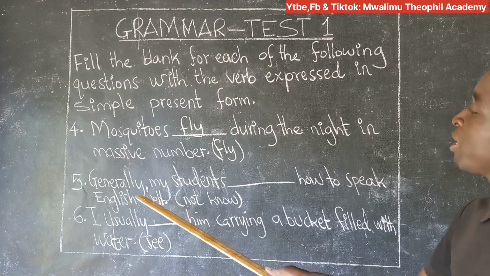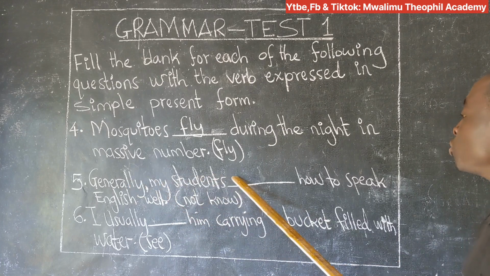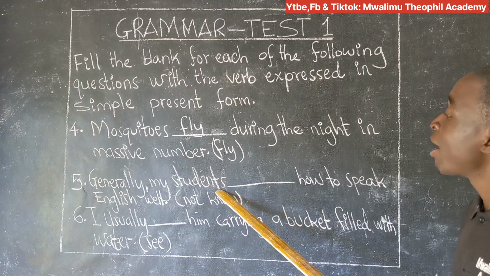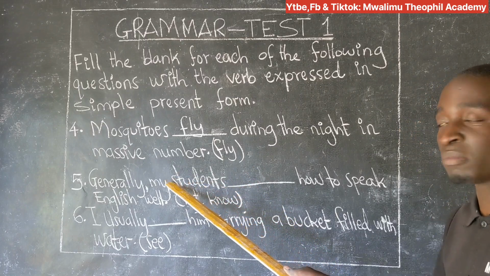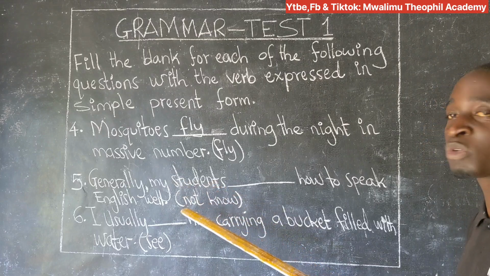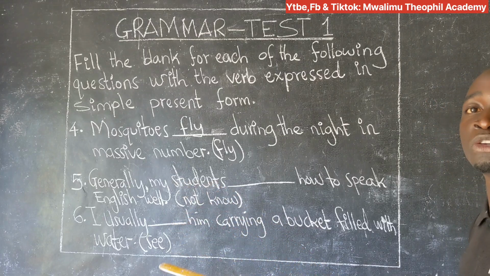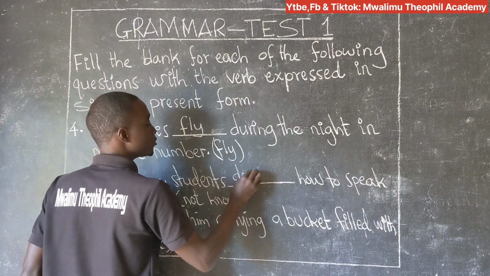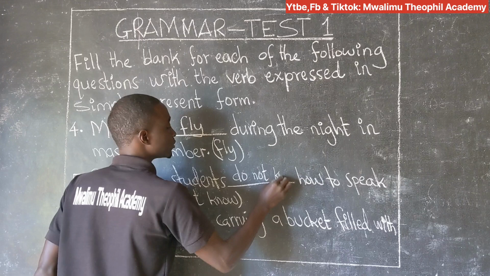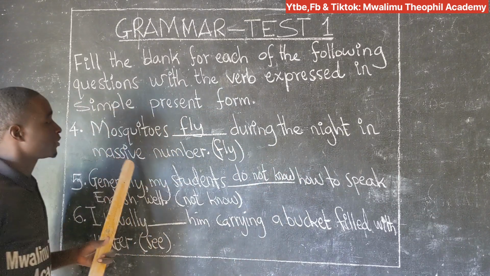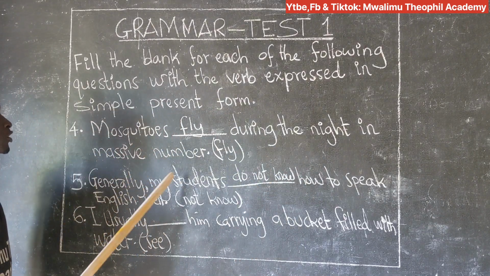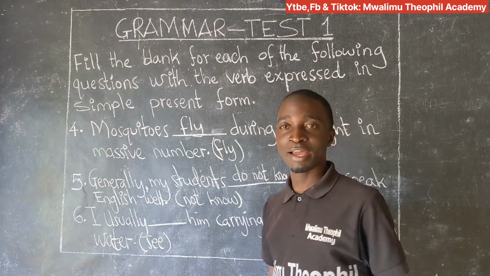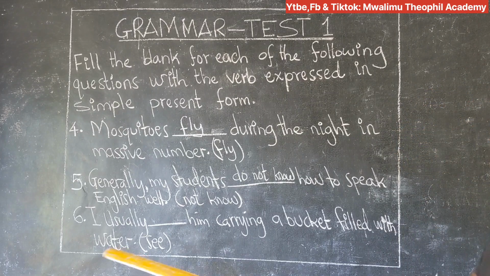So here, our answer will be: generally my students do not know how to speak English well. We can't say does not know because the subject is in plural form, which is students. So we use do. Now, as we have not, it will be do not know. Now it will be read as: generally my students do not know how to speak English well. I hope you've understood. Now let's go to our sixth question.